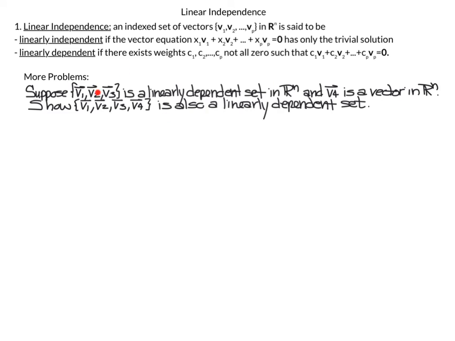So the problem for you to try is to prove this statement. Suppose v1, v2, v3 is a linearly dependent set in Rn, and v4 is also a vector in Rn, then show that v1, v2, v3, v4 is also a linearly dependent set.